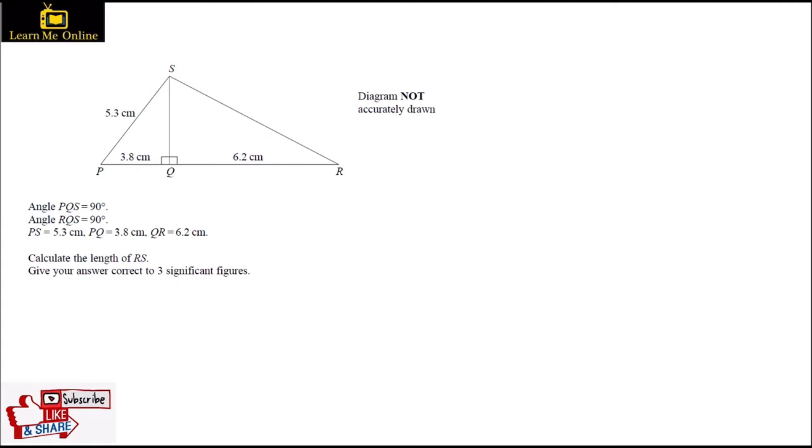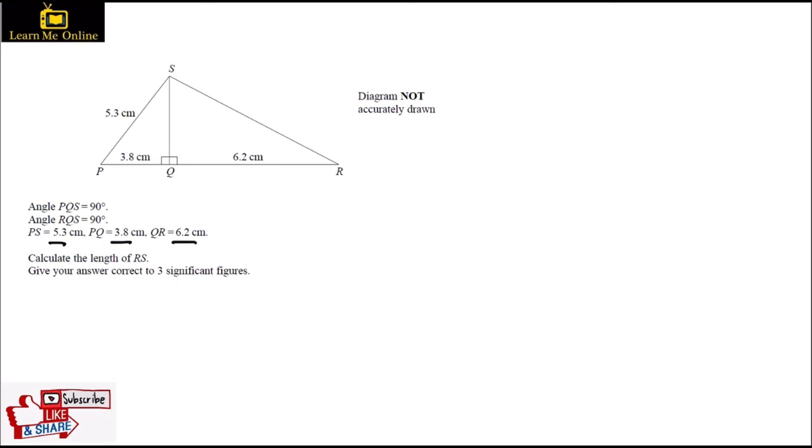This triangle, the left hand side triangle, which is PQRS, has a 90 degree angle, and another angle, RQS, is also 90 degrees. We have been given the length of PS, which is 5.3, PQ is 3.8, and QR is 6.2. Calculate the length of RS.